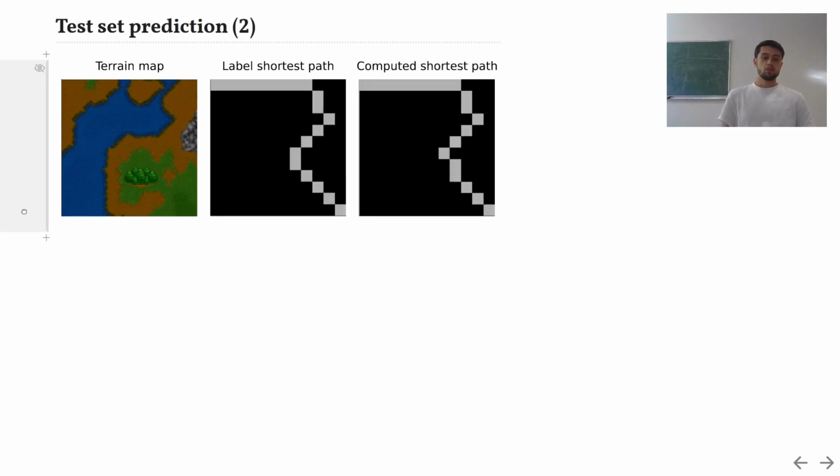Here I display again the terrain map and both the label shortest path and the computed shortest path given the output of the convolutional neural network. And so you see that both of them avoid the water and they're quite close. So here it was just an illustration of our package.